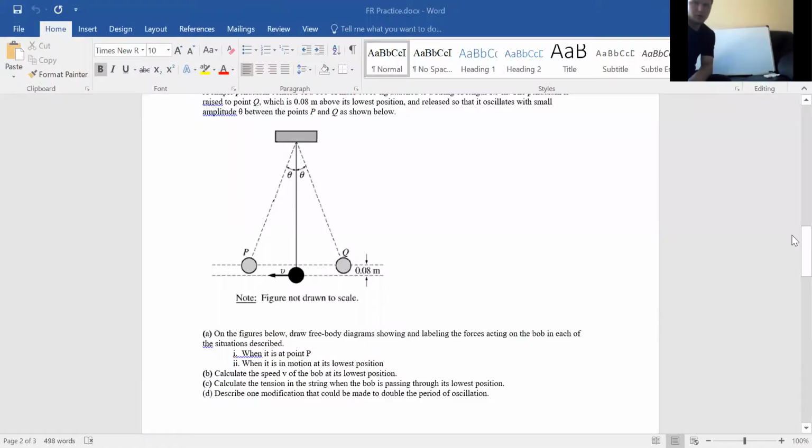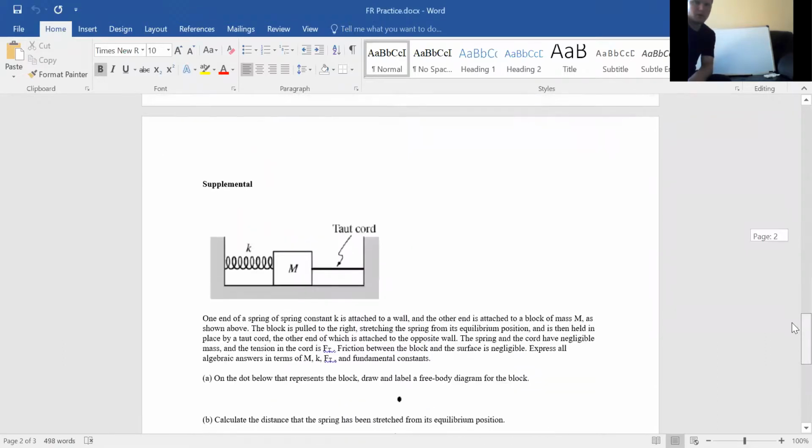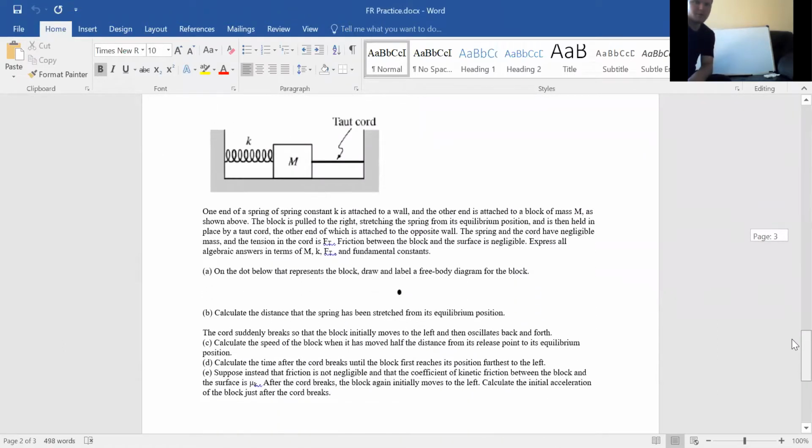All right, so I'm going to go over problem number 3, or the supplemental problem on our simple harmonic motion assignment. And so let me screen share here again. The last two we did were pendulum problems. This one is a mass on a spring.